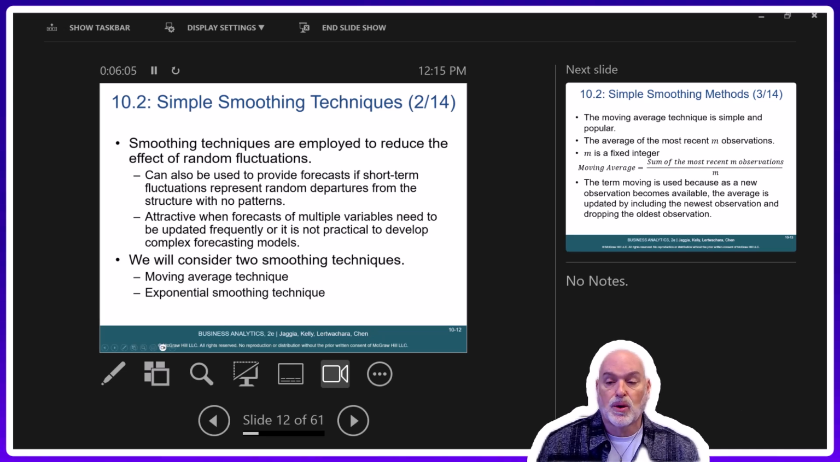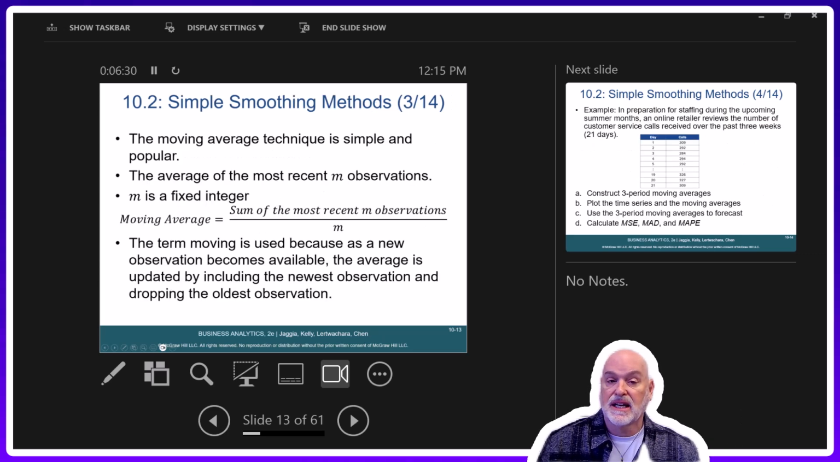Smoothing techniques are employed to reduce the effect of random fluctuations. They can also be used to provide forecasts if short-term fluctuations represent random departures from the structure with no patterns. Attractive when forecasts of multiple variables need to be updated frequently or it is not practical to develop complex forecasting models. We will consider two smoothing techniques here, the moving average technique and the exponential smoothing technique.